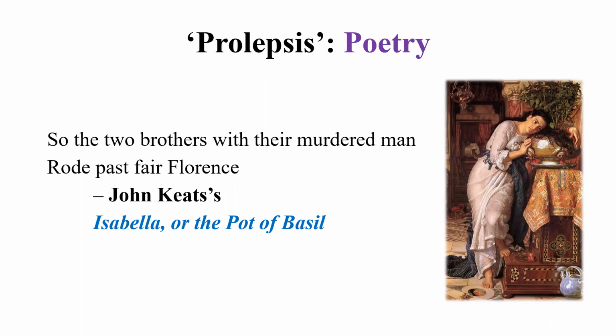"So the two brothers with their murdered man rode past fair Florence." We know the brothers of Isabella and her lover Lorenzo are right now traveling to an isolated place where Lorenzo is going to be killed by the two brothers. But Keats says their murdered man. The adjective murdered anticipates the death of Lorenzo. And this is prolepsis or flash forward, the anticipation of later events in a story.